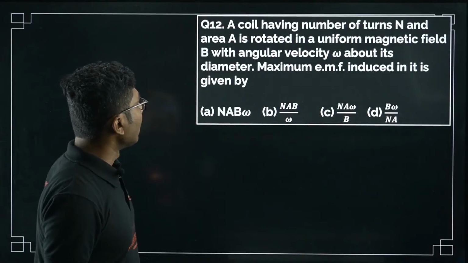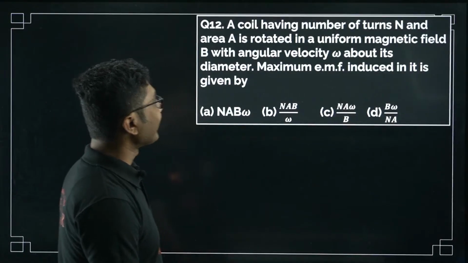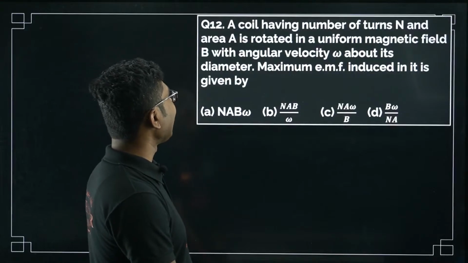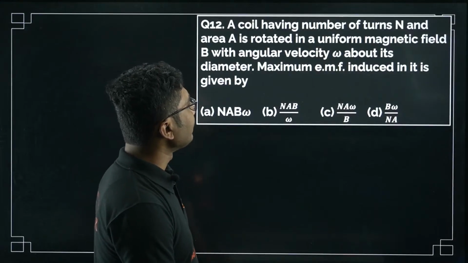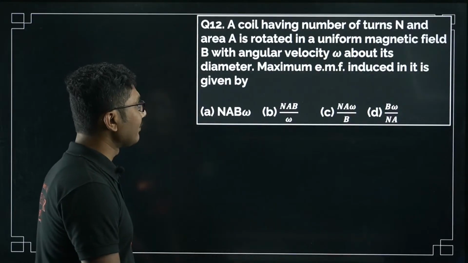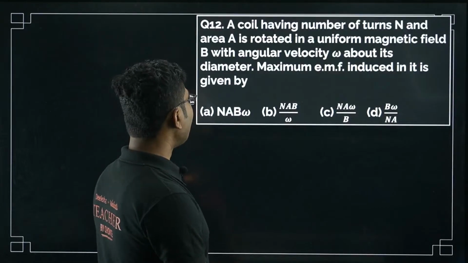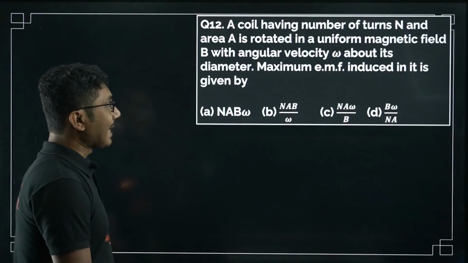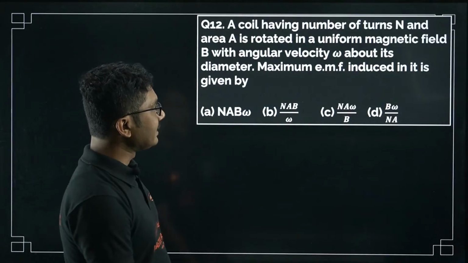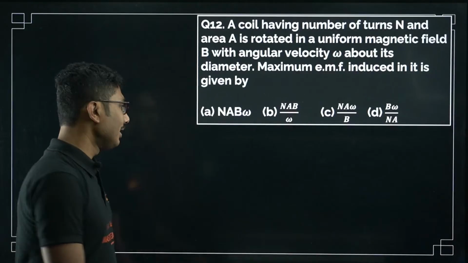Next question 12. A coil having number of turns capital N and area A is rotated in a uniform magnetic field B with angular velocity omega about its diameter. The maximum EMF induced in it is given by. Now we have a different question.